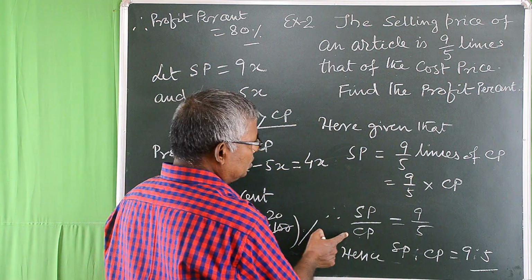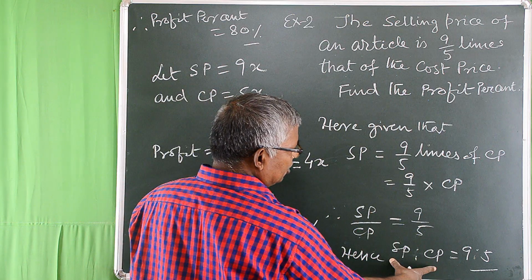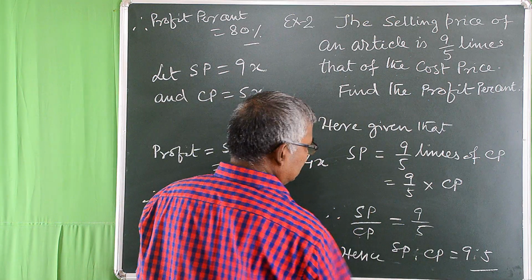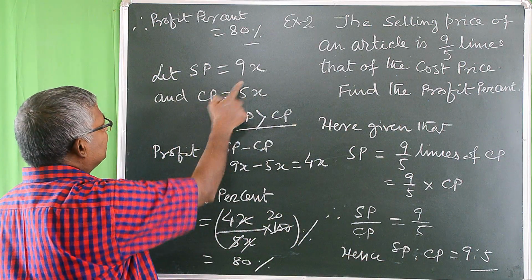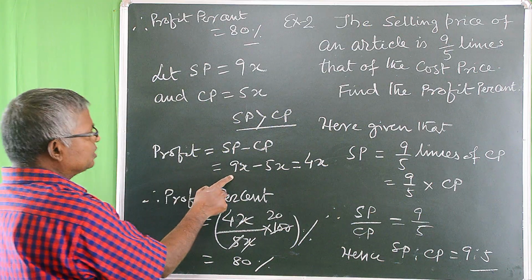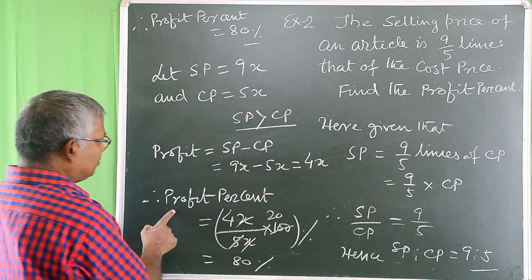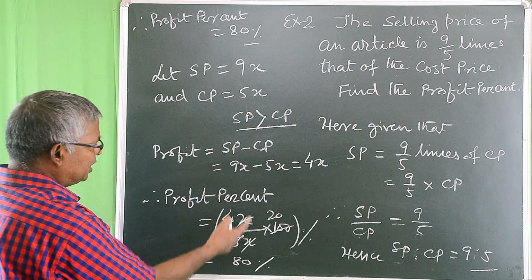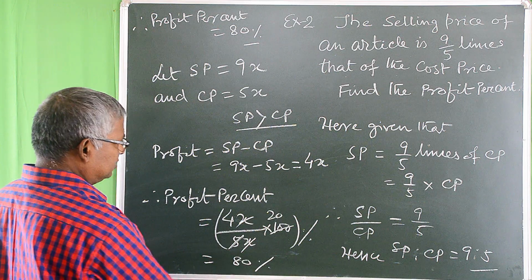Students, here given that selling price is the 9/5 times of CP, therefore we get SP by CP equal to 9/5, that is SP is to CP equal to 9:5. Let SP equal to 9x and CP equal to 5x. Therefore the profit is 9x minus 5x equal to 4x. Hence profit percent equal to profit by cost price into 100, that is 80%.